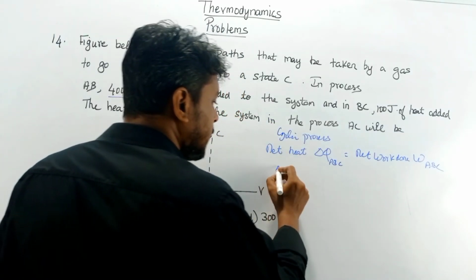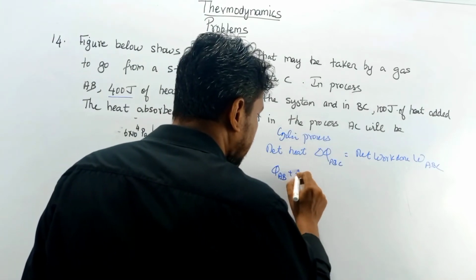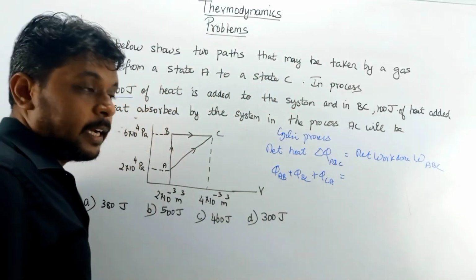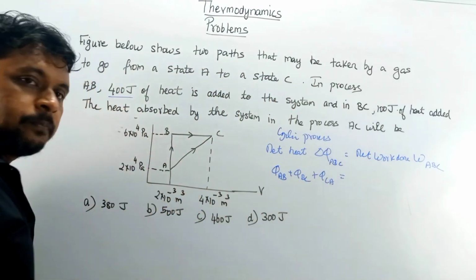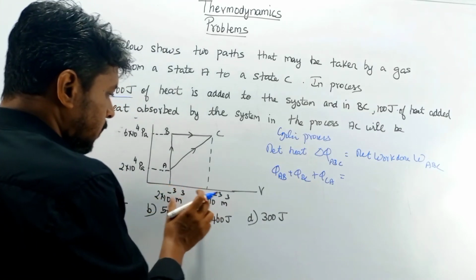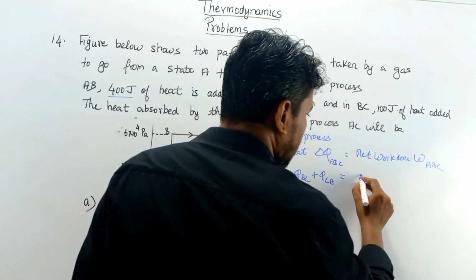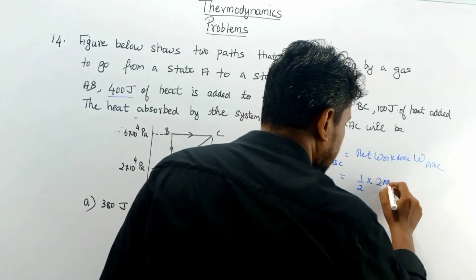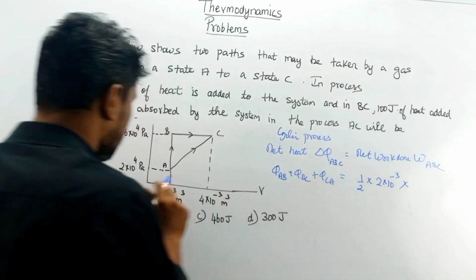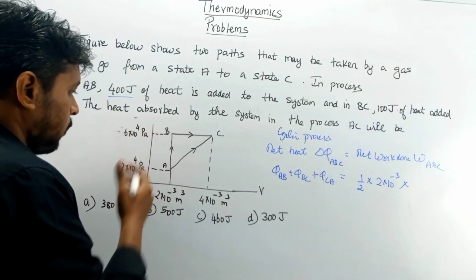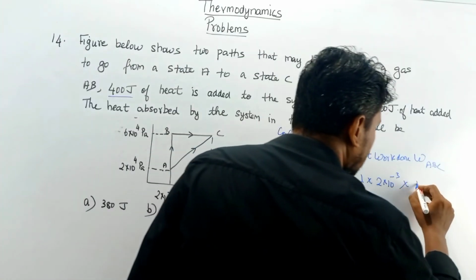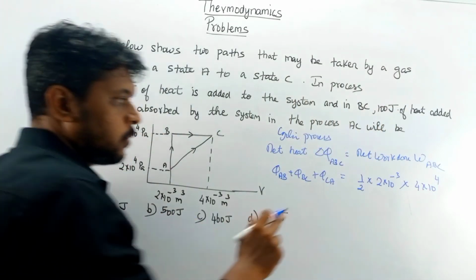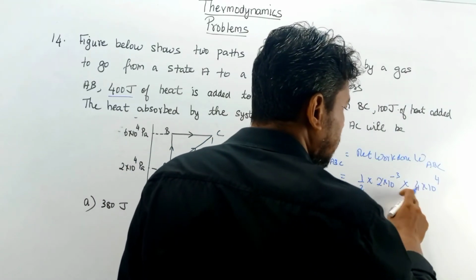So what is the net heat supplied? That is equal to QAB plus QBC plus QCA, which is equal to the net work done. So it could be found from this graph, on this diagram. See, we have the area of this triangle. So we have half into 2 into 10 power minus 3 into, sorry, 4 into 10 power 4. The difference is 4 into 10 power 4 Pascal. Okay. So here we see 2 gets cancelled. Here it will be 40.